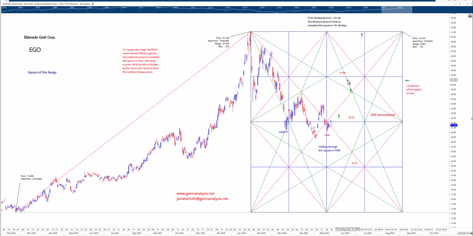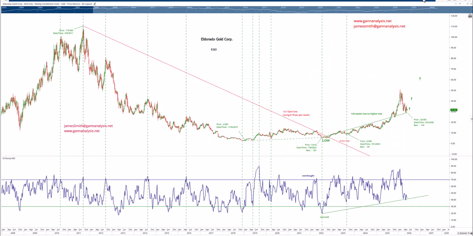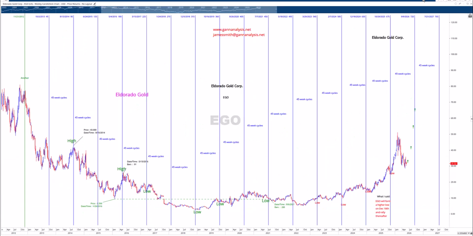I do own some gold mining stocks and silver and platinum. I think you should think about this as just an explanation. It might not be the stock you're interested in, but I'm just showing you a Gann tutorial to explain how Gann would apply to this stock.